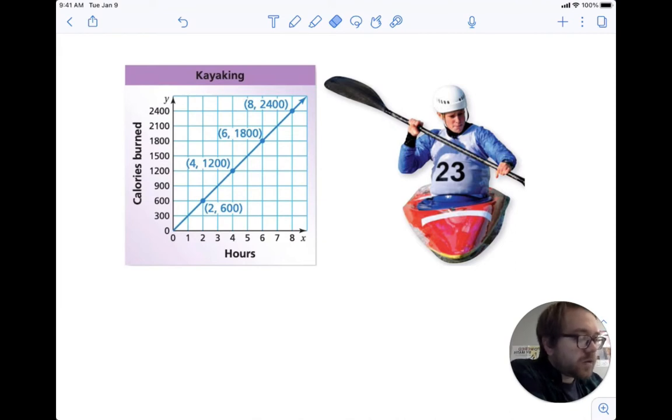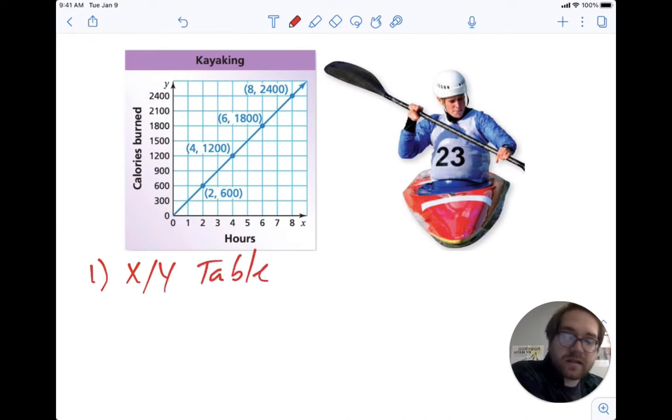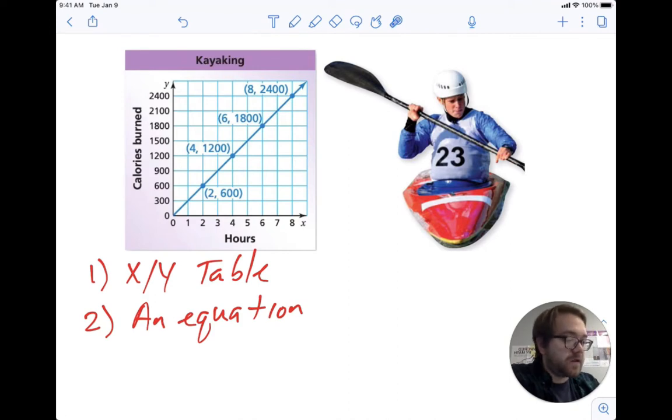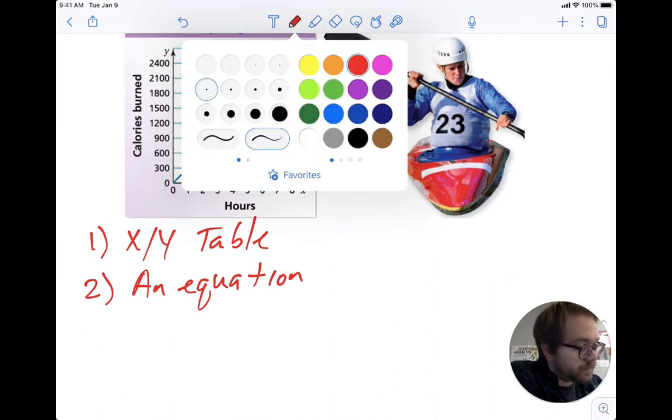So what are we doing here? We're given this graph. Okay, and our instructions, and what's going to be the instructions for your practice, is to take this graph and create, 1, an XY table. So just a table that shows the X's and Y's. And then 2, an equation that models this graph, or the function in this graph. And so those are the two things that we'll be doing with this practice. So let's start with the XY table.